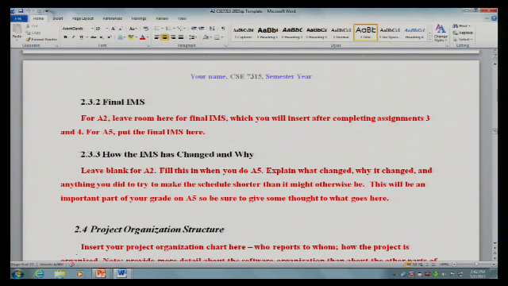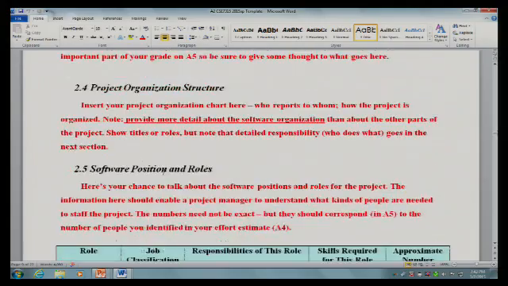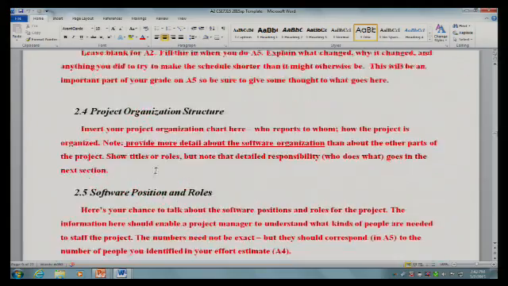Don't say, it changed because I thought I needed more time. That's not a very good explanation. A good explanation might be, after I did the estimate, I realized I was going to need at least 3 more months to do this, and I did such and such and such and such, and here's what I came up with. Okay, now a little bit about the organization. This is a software plan. That means the emphasis on organization should be on the software organization.